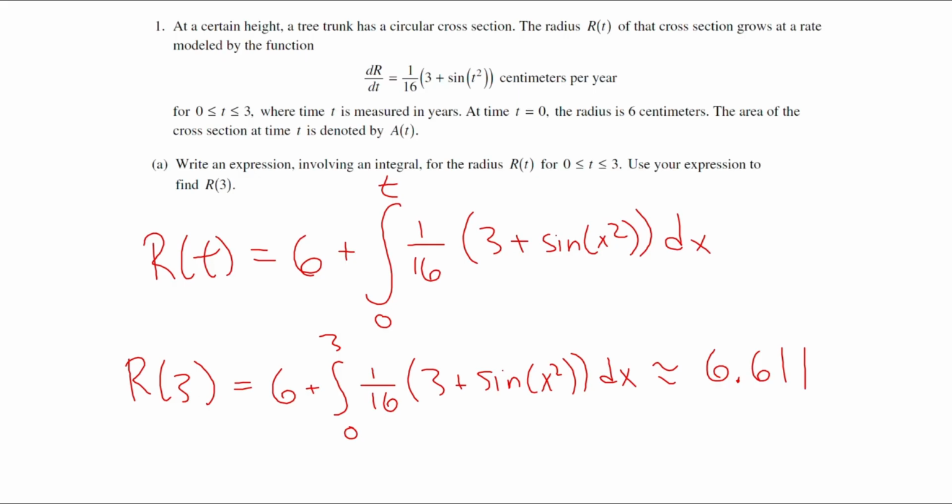And that's our radius. And of course, we could put units on it if we want to. We don't need to, but the radius is measured in centimeters, so we'll call it centimeters. And 3 points there for part A: 1 for having the right integral, 1 for the full expression for r of t with the 6 plus, and 1 for our final answer.